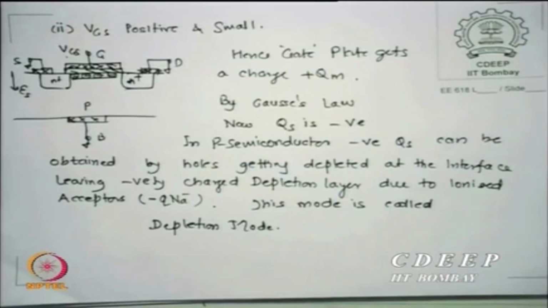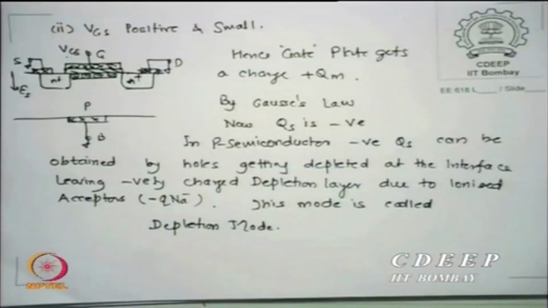So if Qs is negative, but the substrate is p type, now I want negative charge to occur. If you look at it this way, the electric field in the semiconductor is now downwards, with positive VGS. So holes move in the direction of the electric field, and holes near the interface actually move away. As soon as the positive charge holes move away, that region gets ionized with negative acceptors, and this region is depleted of free holes. Is that clear? Therefore the region is called the depletion region.